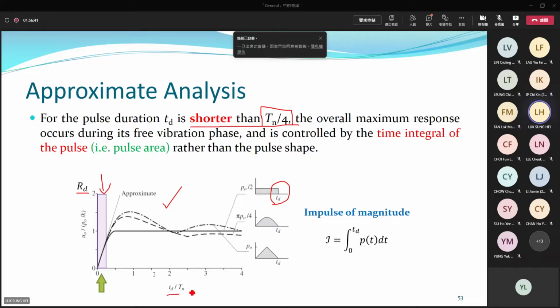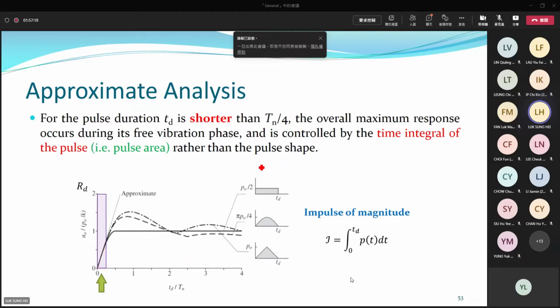But at the beginning, when TD over Tn is a small number, in the purple color region, you can see that the results for all pulses are similar. All curves coincide along the same line, which means that in this region the pulse shape does not affect our response too much. That's why for short pulses, we are allowed to use a general approximate idea to estimate the response of the structures, only for small pulses.